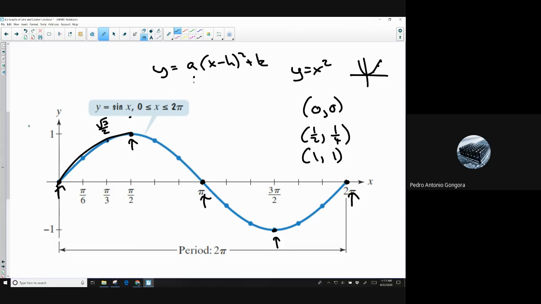Right? I stretched or compressed it. We can even put a number in here. I stretched or compressed it vertically. I stretched or compressed it horizontally. I shifted it left or right. I shifted it up or down. Okay. So with all these functions, we are going to use these same transformations.